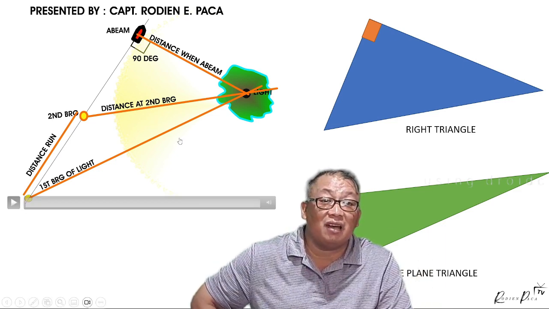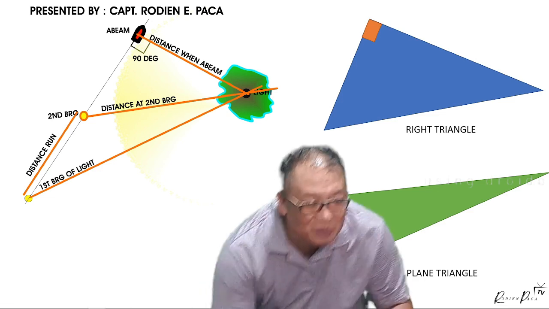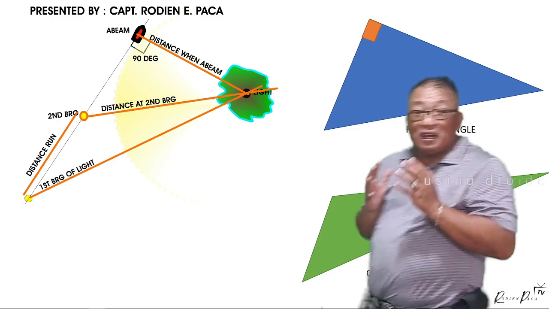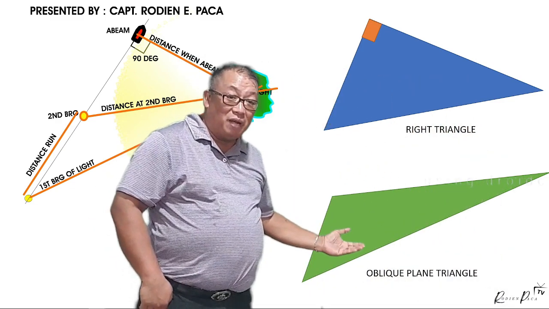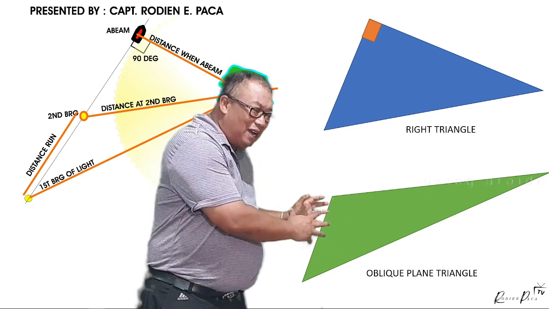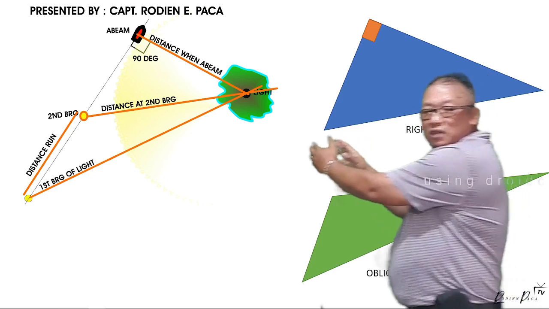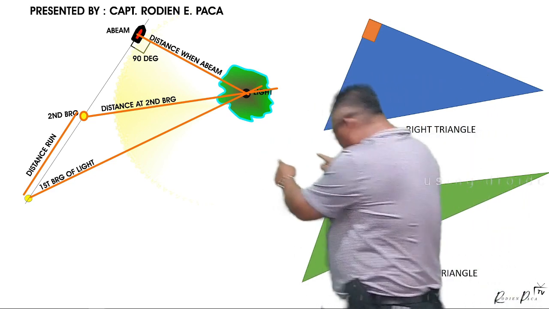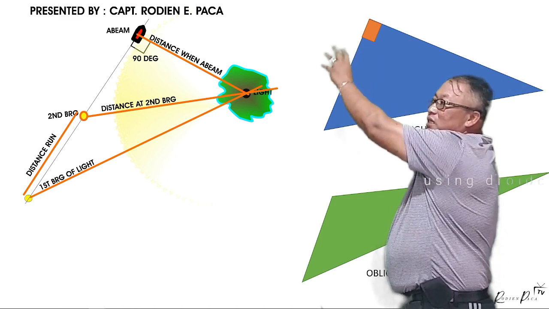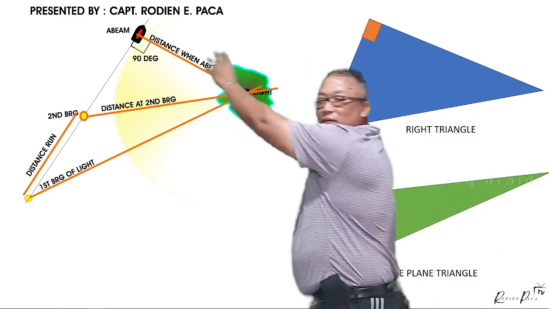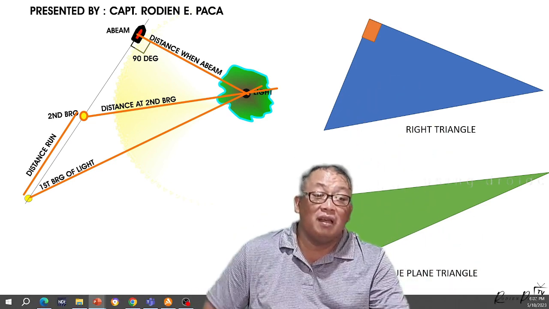The second triangle is an oblique plane triangle. I show you. This is very clear. The right triangle and the oblique plane triangle are exactly taken from this one. I'm gonna extract from this one and put it here. This is actually extracted from here. Right and plane. Let's go on and let's move.